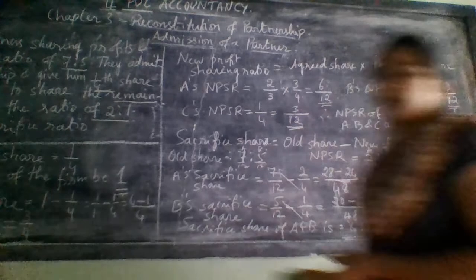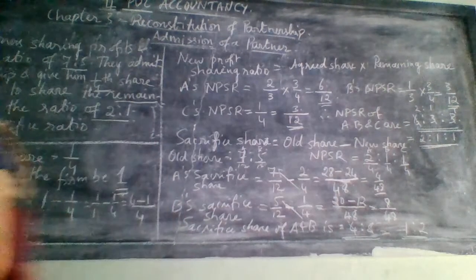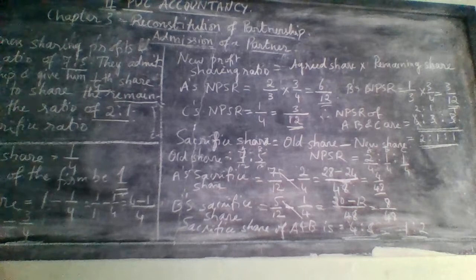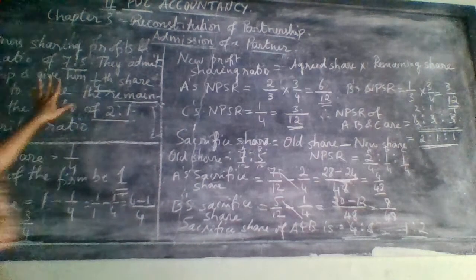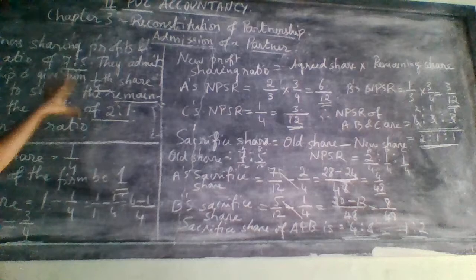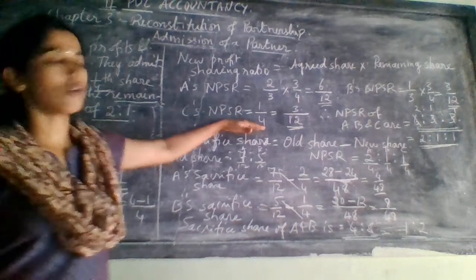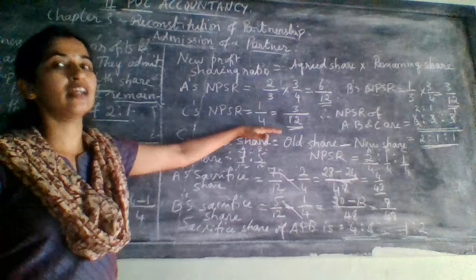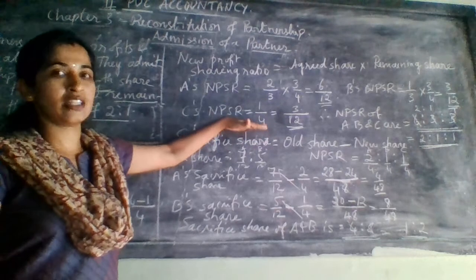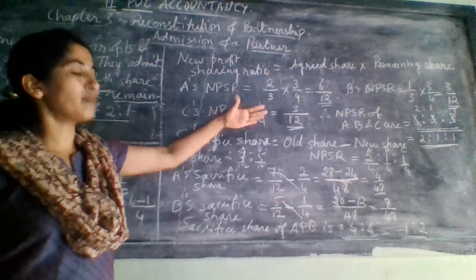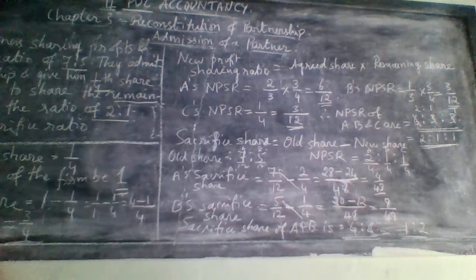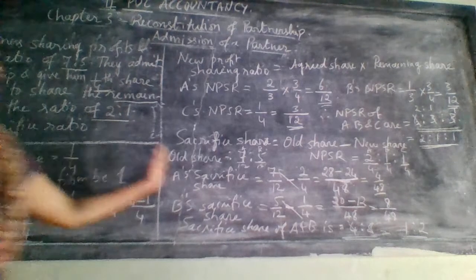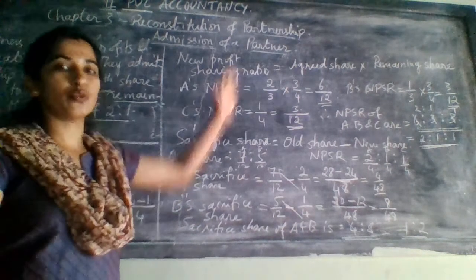Understood? This is a bit big procedure, but still they may ask you, though the chances for this are only 10%. But still you need to learn about this. Actually, in this type of problem, they will ask for the new profit sharing ratio, because it ends there. But sometimes they may ask for the sacrifice ratio, like I told you, with 10% chances. So to get the sacrifice ratio, you need to do 2 steps here.